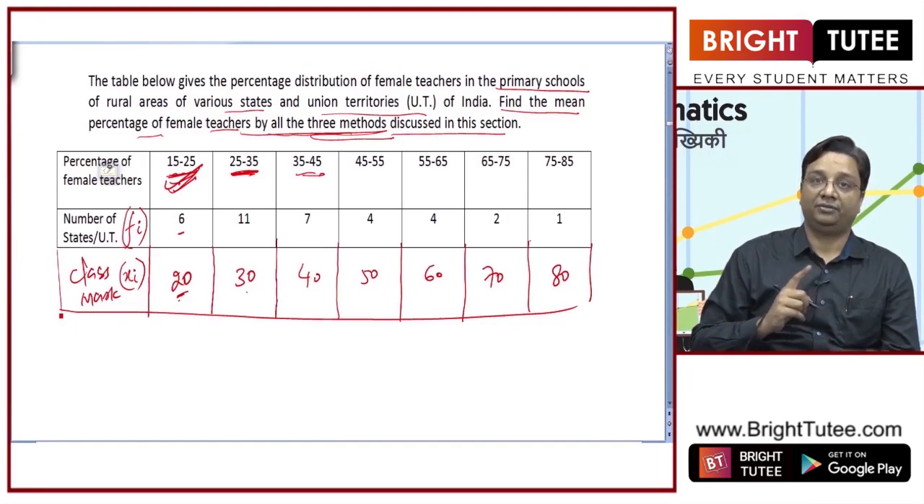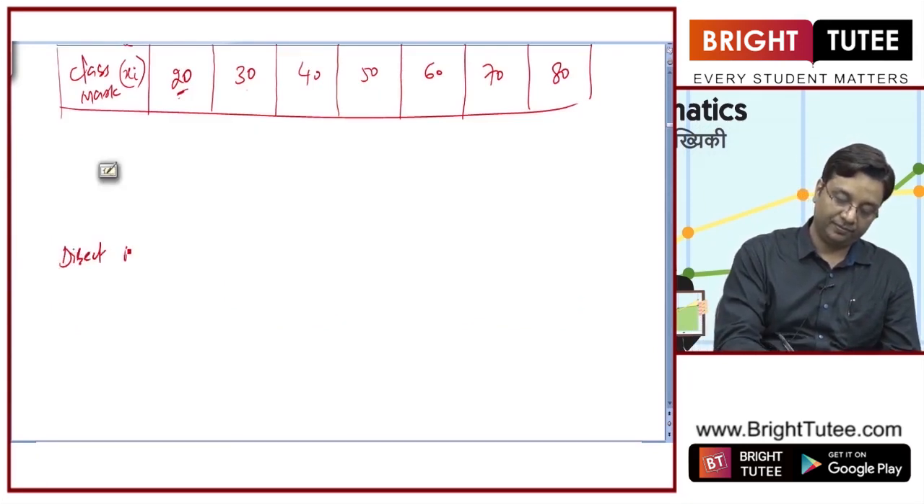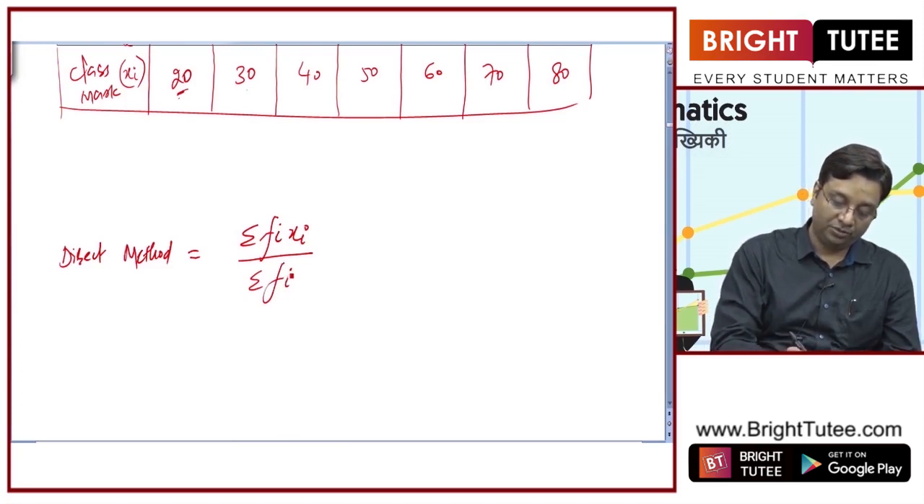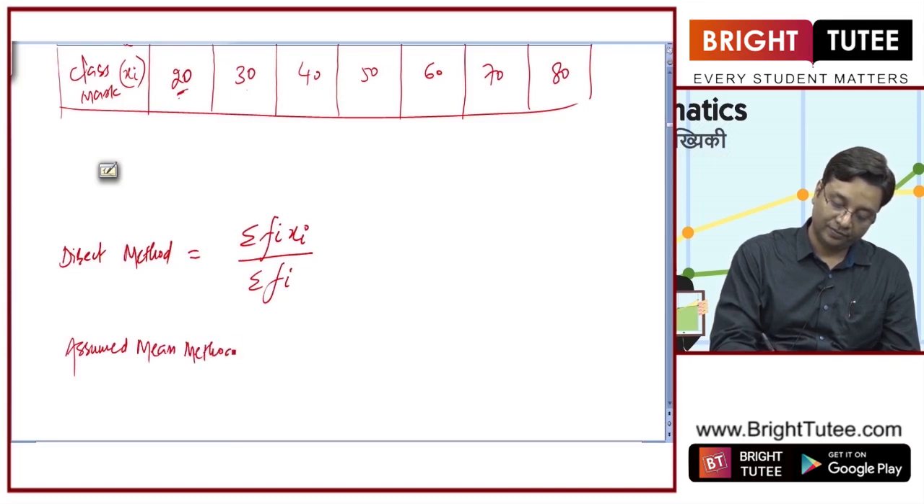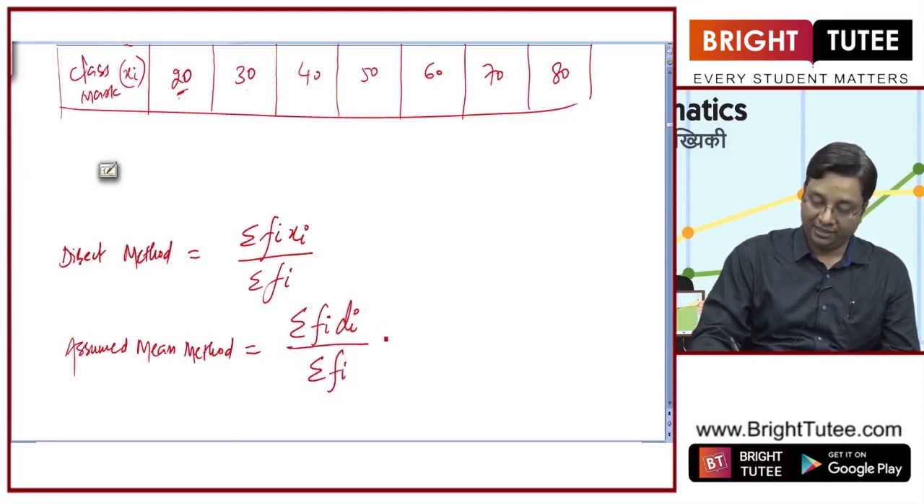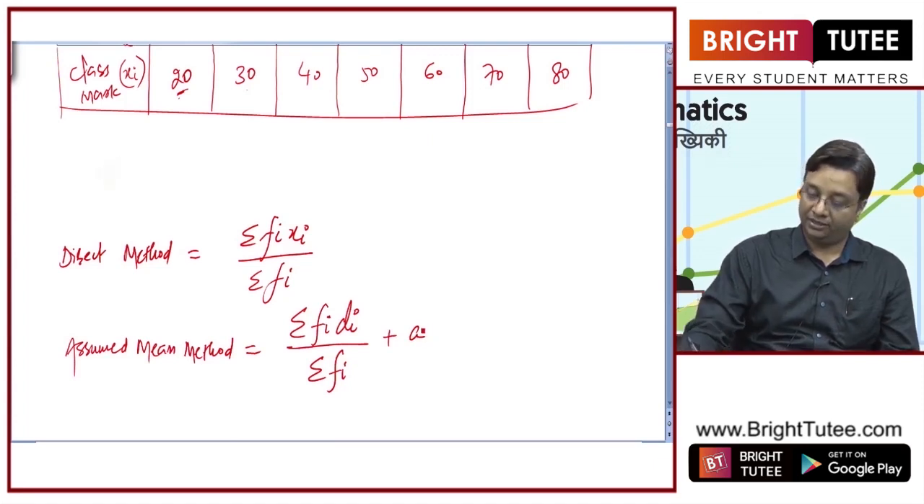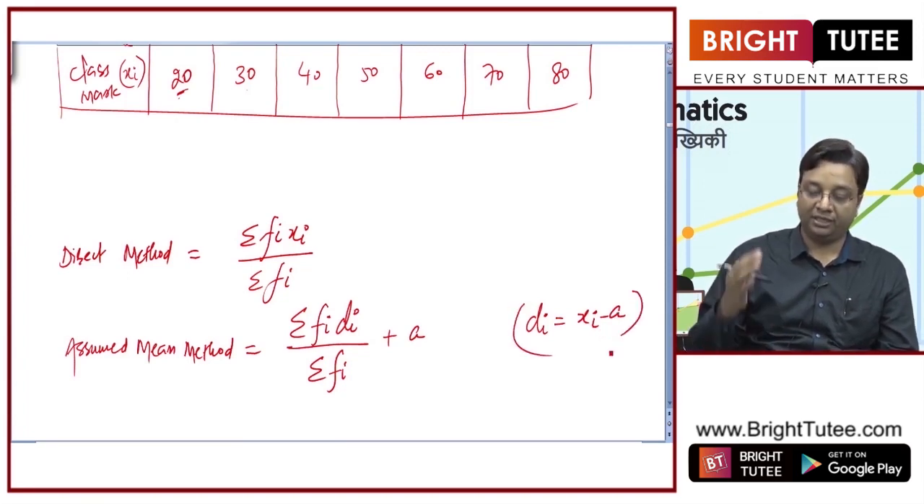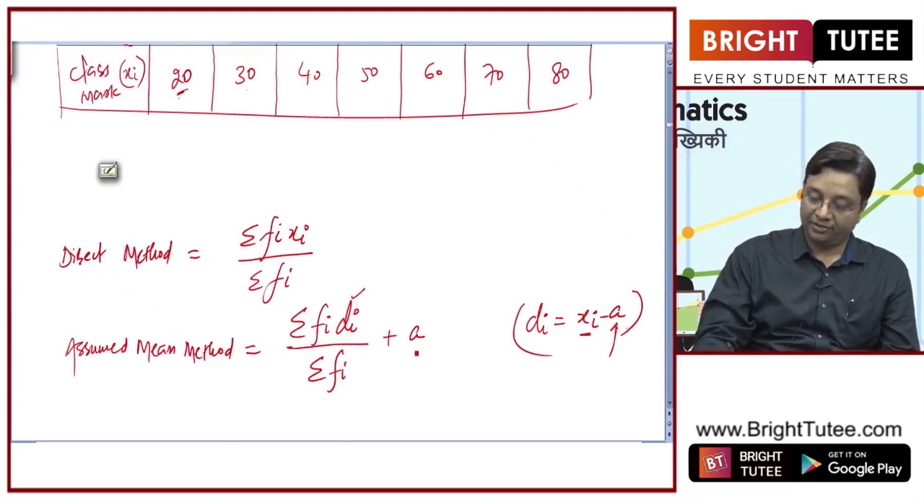So, the first method is the direct method, where we calculate sigma fi xi divided by sigma fi. What is the shortcut method or assumed mean method? Here we will calculate sigma fi di by sigma fi, and then we will finally add a to it, where di is nothing but xi minus a. This was the assumed mean method, where we assumed a certain number a as our mean, subtracted it from each of the entries, and then calculated our mean using di as our xi, and then finally added a.